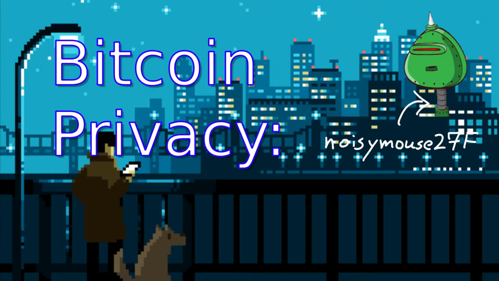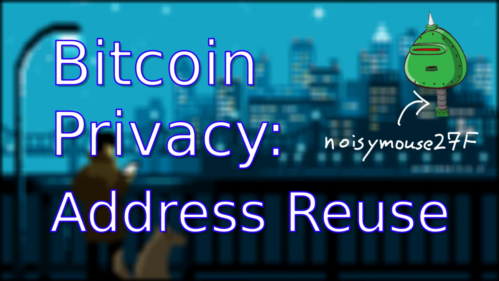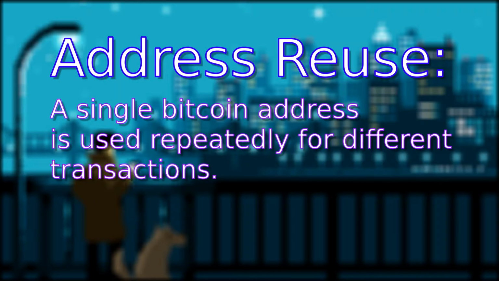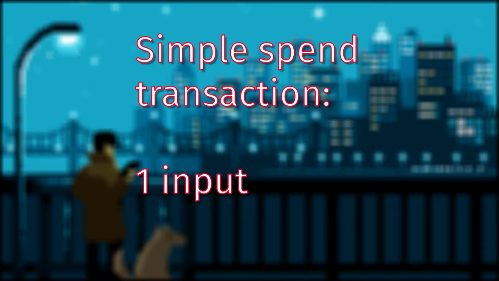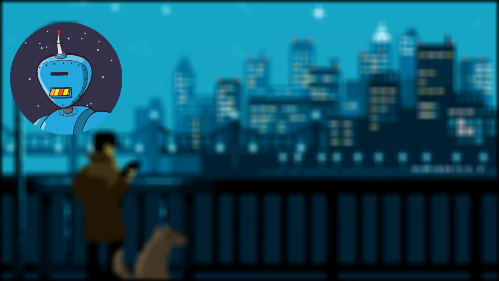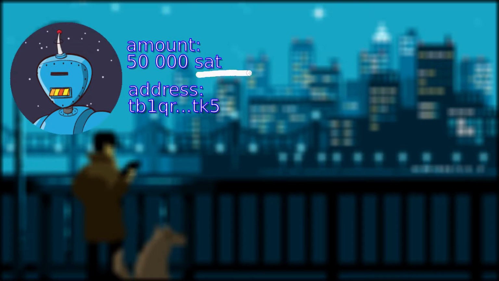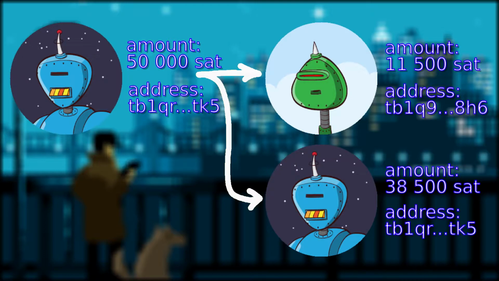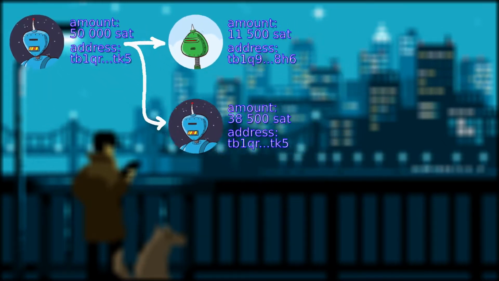In this video, we'll be covering the topic of address reuse. Address reuse, as the name would suggest, is the act of using and reusing the same address for different transactions. Let's go back to our previous example of a simple spend transaction with one input and two outputs, where Bitcoin Q&A takes its 50k sat and pays me 11.5 thousand sat and gives the remaining change back to himself as the second output.